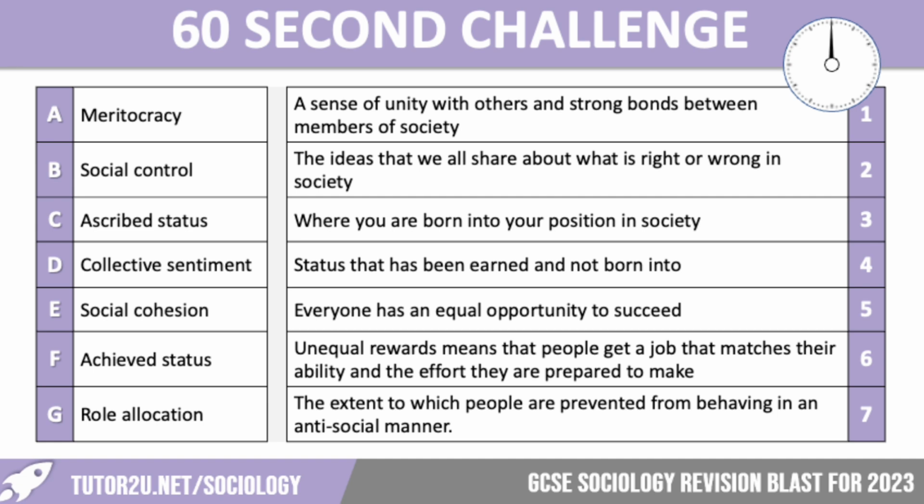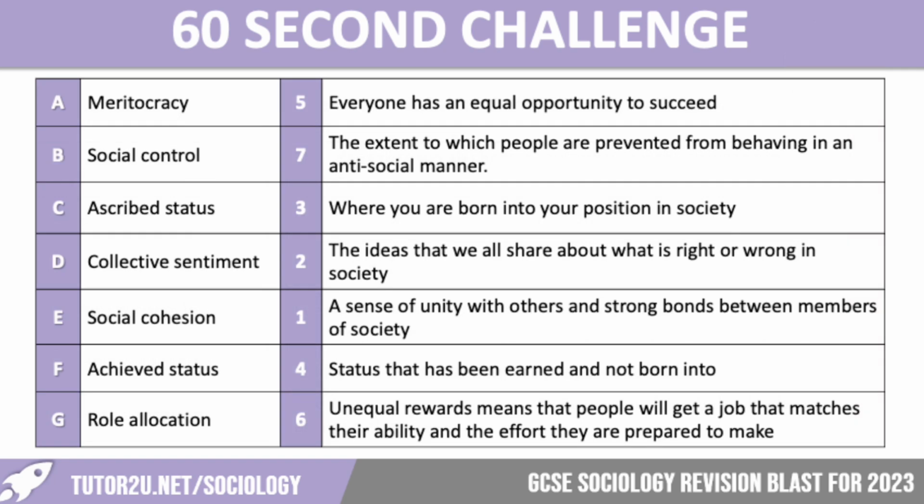Okay, hopefully, firstly, you recognise that these were all part of the functionalist view of stratification. So let's have a look at the key terms and their definitions. A5, we've got meritocracy, everyone has an equal opportunity to succeed. B7, social control, the extent to which people are prevented from behaving in an anti-social manner. C3 is ascribed status, where you are born into your position in society.